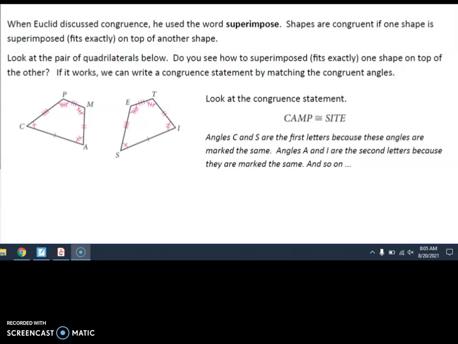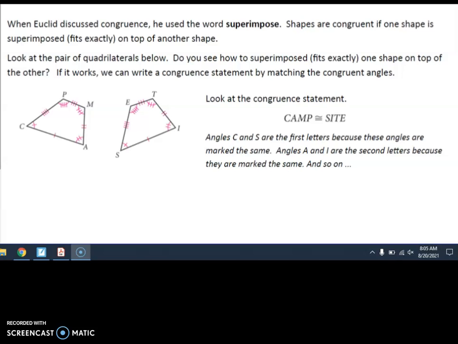Congruence is probably one of the biggest topics we spend a lot of time on in geometry, and we use different ways to illustrate or define congruency. Transformations are one of those, such as reflections, rotations, and glides or translations. Euclid used the term superimpose. The idea is you take one shape and stick it on top of another, and if they match up perfectly, then we can say the shapes are congruent.